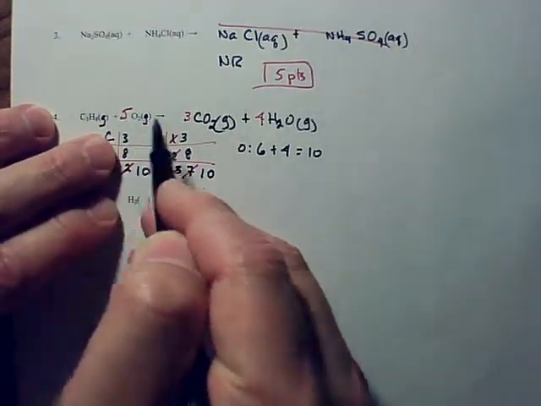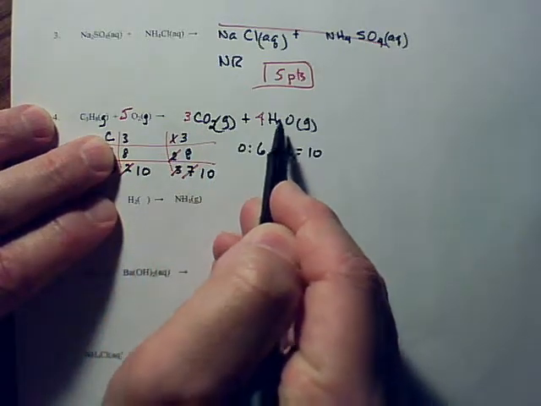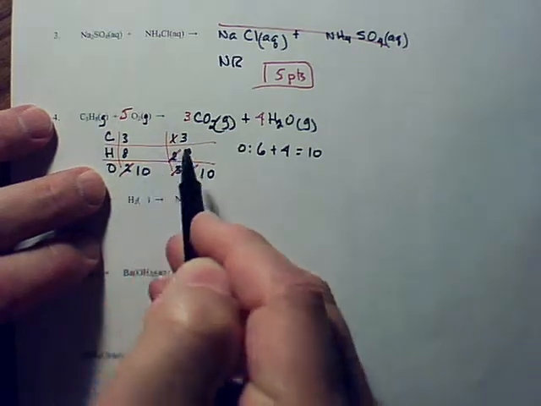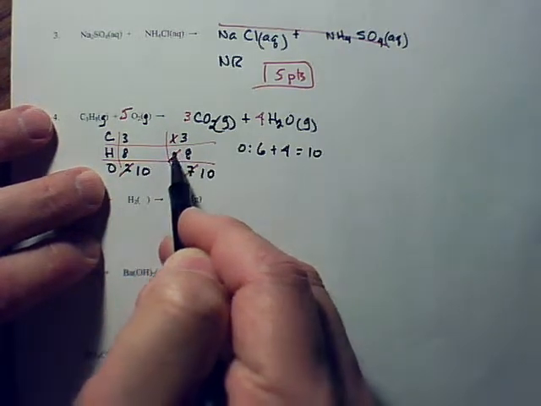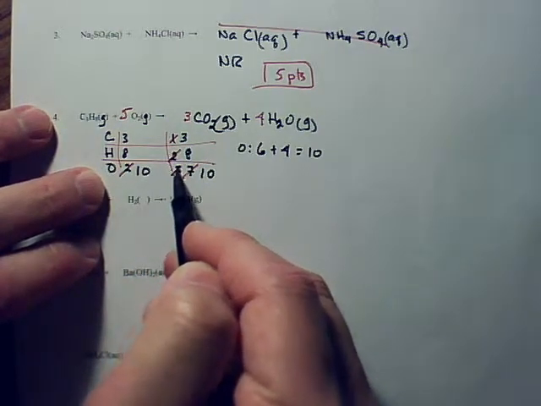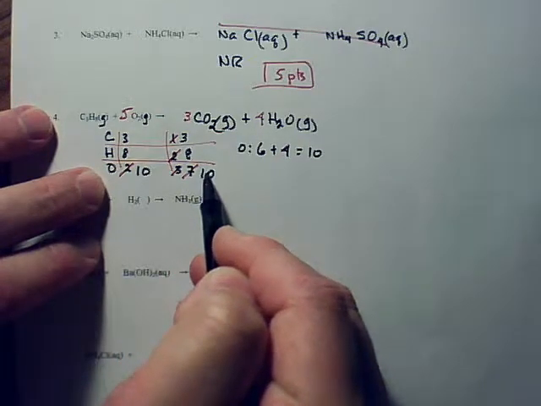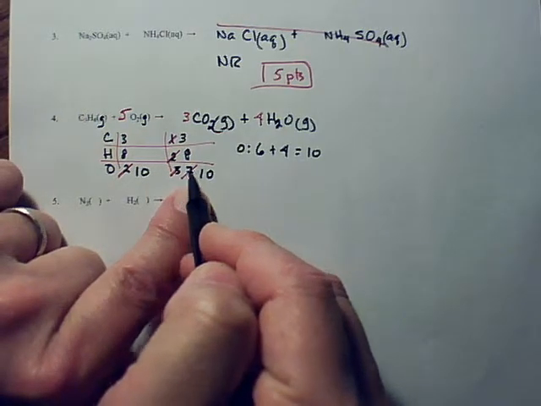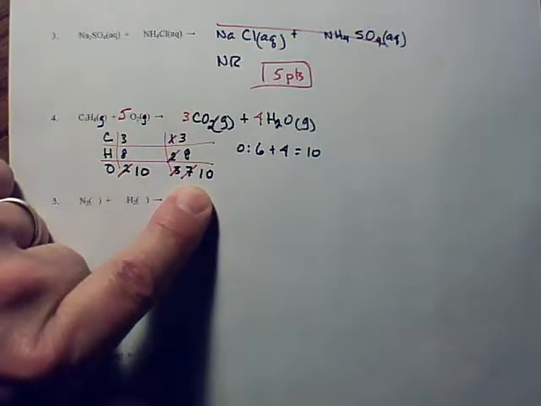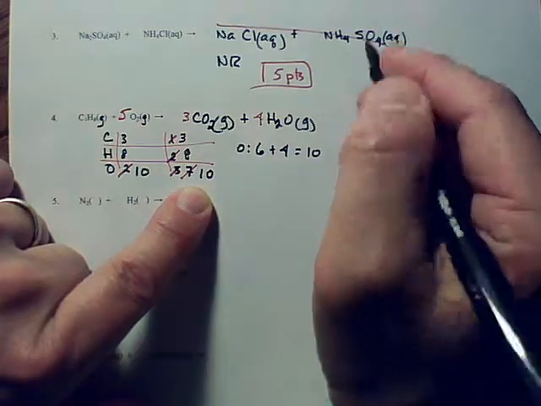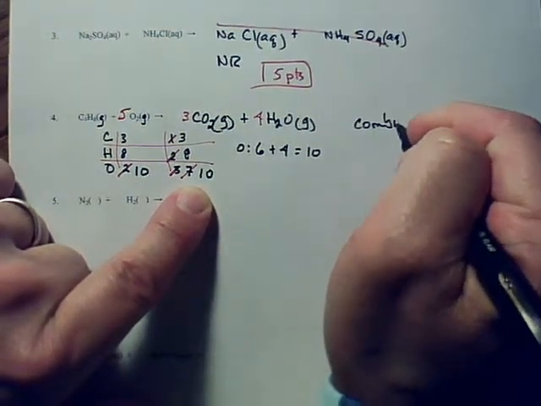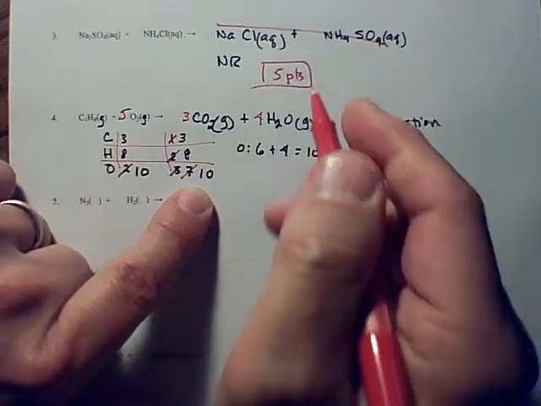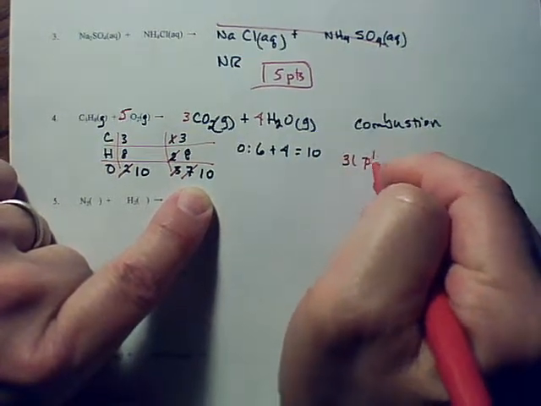So we got 1, 2, 3, 4, 5, 6, 7, 8, 9, 10, 11, 12, 13, 14, 15, 16, 17, 18, 19, 20, 21, 22, 23, 24, 25, 26, 27. Oh, we're going to have 26 points because we never count the middle set here. 26 points for that. The classification is combustion. So we're going to have 5 points for the combustion. That makes 31 points for this problem.